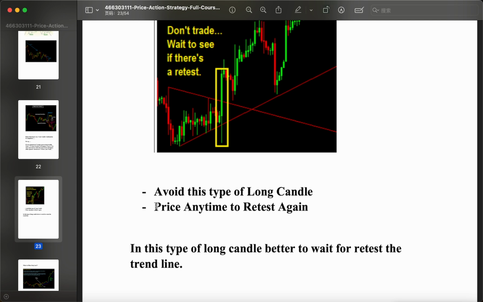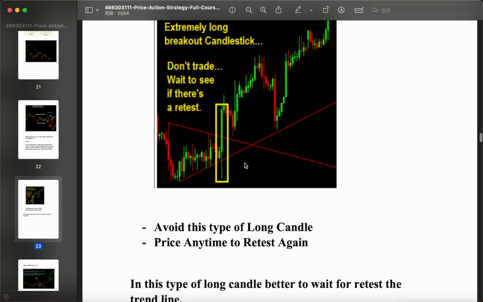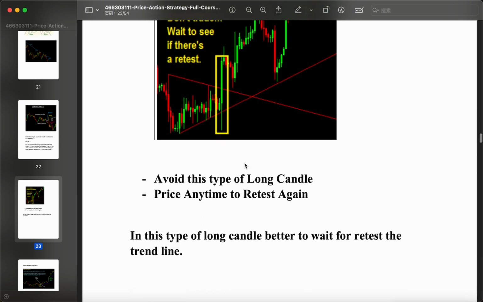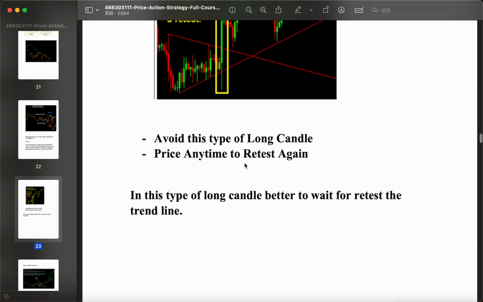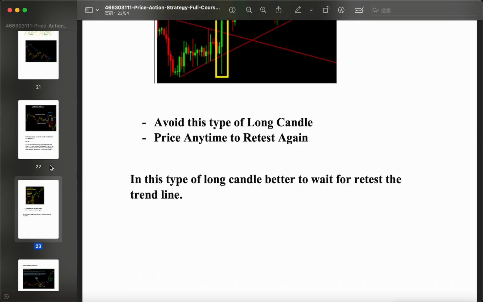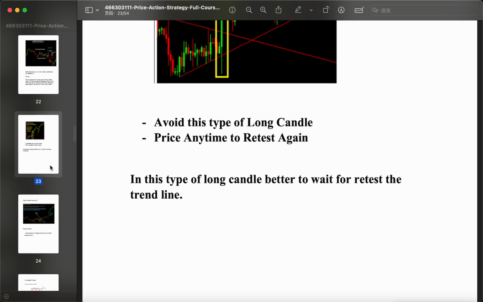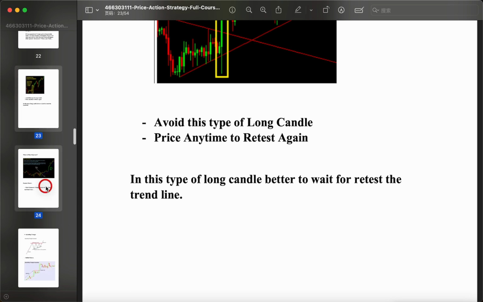So we want to wait for the price to retest so we can further get our positions, so we can open our positions to trade. So in this type of long candle, we better wait for the retest of the trend line.